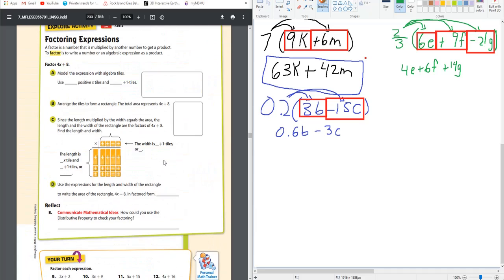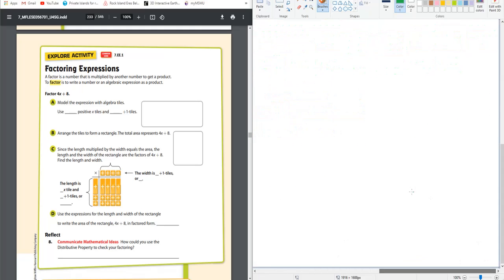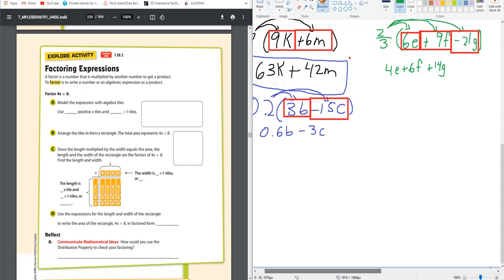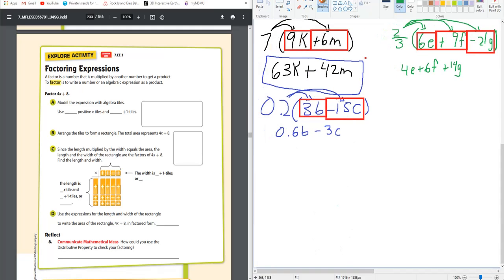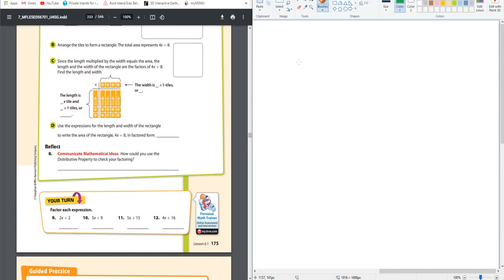Okay, so factoring. Factoring is essentially doing distributive property backwards. So before we were taking a number on the outside of the parenthesis and we were multiplying inwards. We're now going to be taking an expression and pulling out that number. So for example, here I have 2x plus 2. Now, what I'm going to do is I'm going to break up my terms.